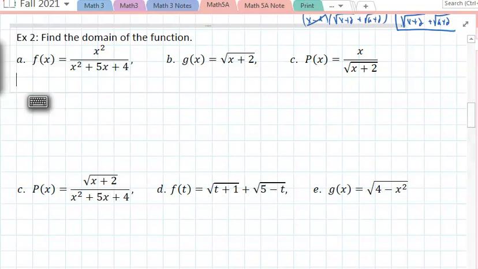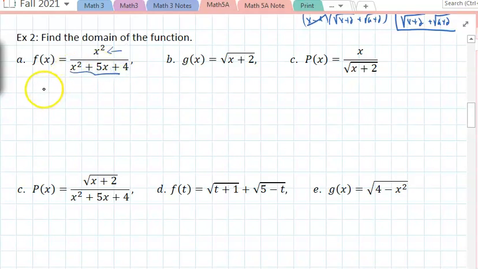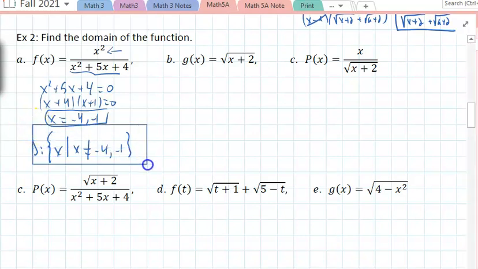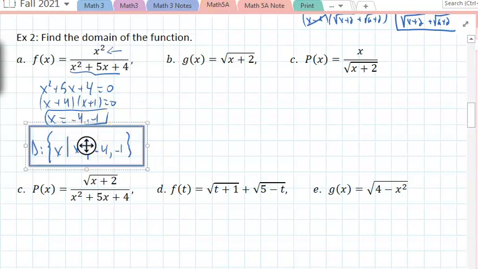So for now, if I see a fraction, what I'm trying to avoid is a zero in the denominator. So find the domain of the function. You really don't pay attention to the numerator in any way. You just care about the denominator. You say, well, let's see, where does x squared plus 5x plus 4 equal 0? That's when x equals negative 4 or negative 1. So you would say domain: pick any x you like, stay away from negative 4 or negative 1. And that would be my answer. Straightforward as far as fractions.